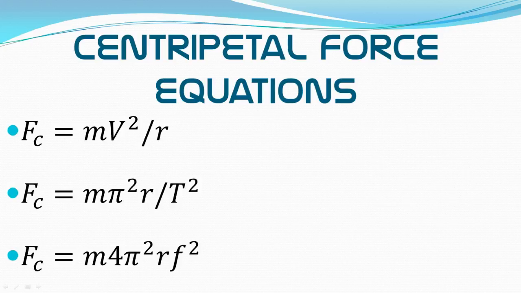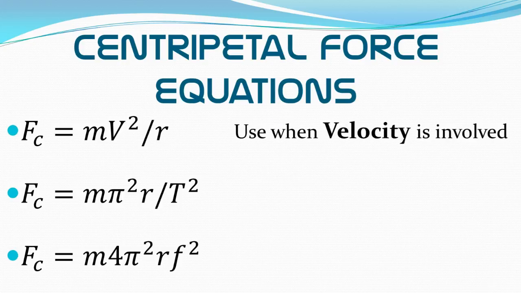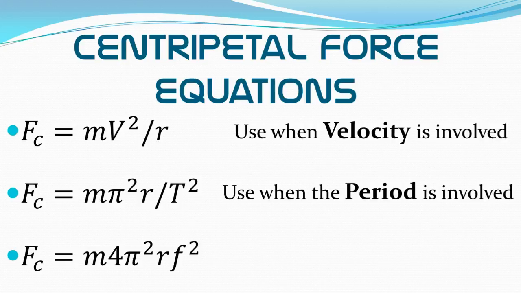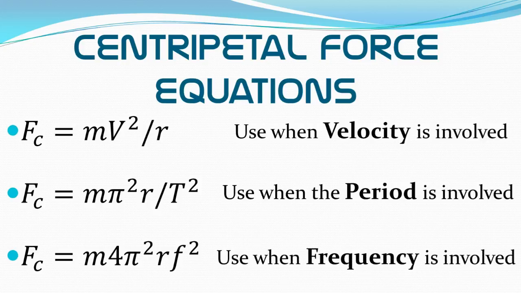We can calculate the amount of centripetal force using these three formulas. Each formula includes the mass and the radius of the object's path in a circular motion. The first formula you use when velocity is involved with the problem or scenario. The second equation you'll use if the period is involved. Capital T is period. Period is the amount of time it takes to make one revolution. If the frequency is involved, you'll use the last formula. Frequency is how many revolutions the object makes in 1 second.